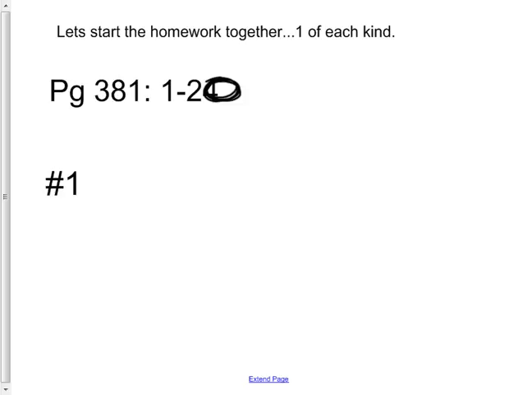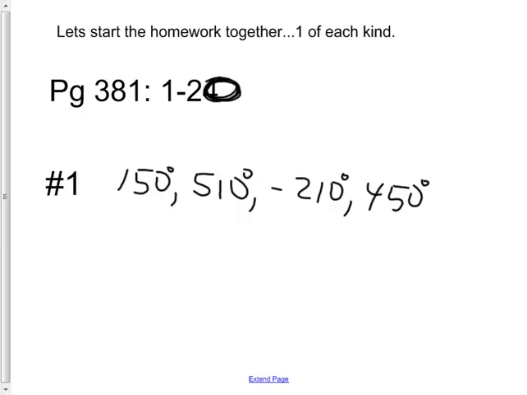Please write these down. You're going to write them all down and cross off one of them that doesn't work. 150, 510, negative 210, positive 450, and the last one is positive 870. It asks, which angle is not coterminal with the others? Now they used like a double negative there, so I can ask the question a different way. All of these are coterminal except one.